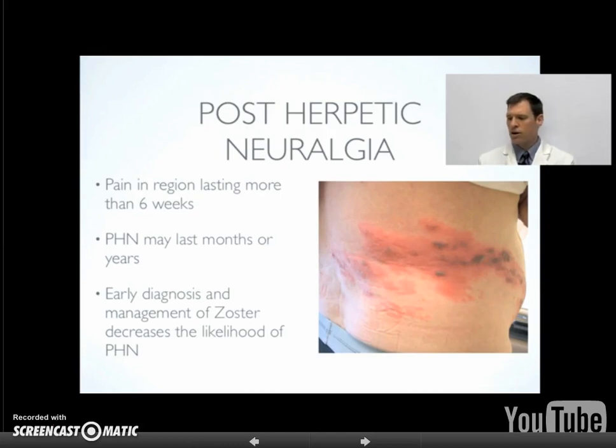The longer and more severe your rash is present without therapy, the greater your risk tends to be to have persistent pain in the area. Also, the older you are, the more likely that you'll have some persistent pain. You can imagine that as this virus travels along the nerve, causing nerve damage, that can lead to very prolonged pain. Nerves don't repair themselves very well, and so sometimes post-herpetic neuralgia can last for months or even years in some cases.